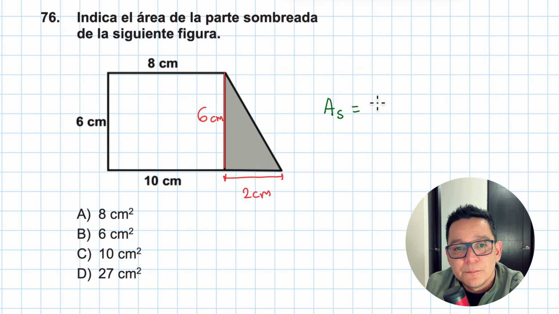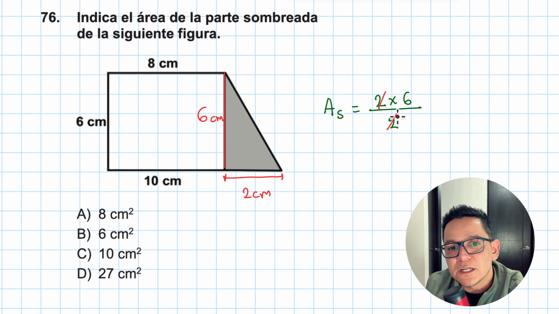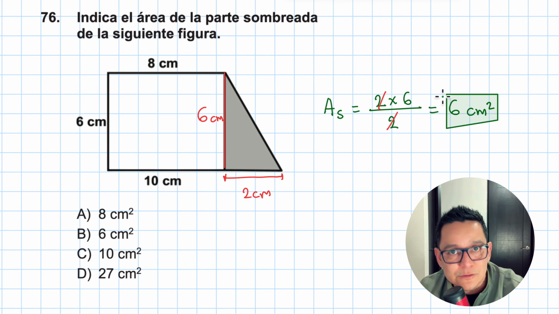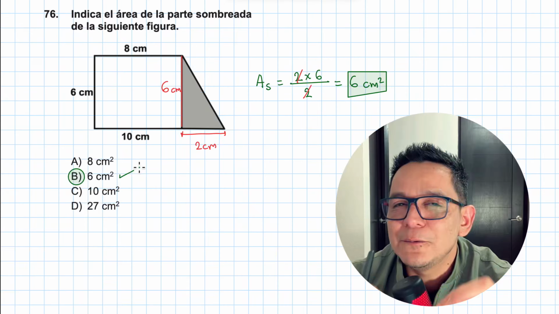It has to be the area of the triangle. You calculate it by multiplying the base, which is 2, by the height of the triangle, and then you divide by 2. Since 2 divided by 2 is 1, I can just remove the 2's, so I'm just left with 6. In this case, the units are square centimeters. There you go. The area of the shaded region, that is, the area of the triangle, is 6 square centimeters. So we select option B, and that's it. We're done.